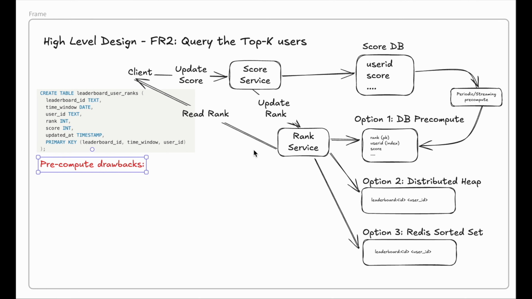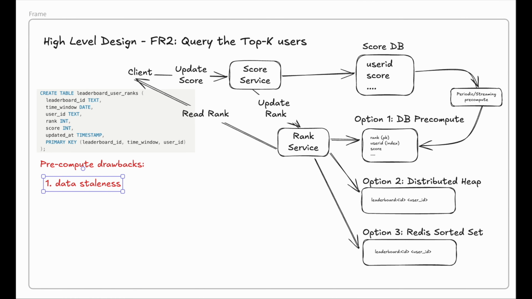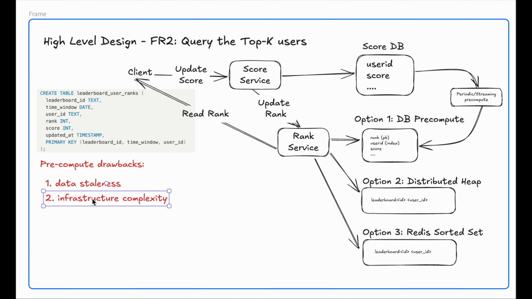First, data staleness. Since we're computing ranks in batches, there's always some delay between the latest score update and the reflected leaderboard. We can mitigate this by tightening the batch interval or overlaying a real-time write-through cache for the most recent scores. Second, infrastructure complexity. Pre-computation isn't free. It requires stream processors or batch pipelines, metadata tracking, and monitoring. To reduce operational overhead, we can rely on managed data platforms and set up alerting for failures or delays.